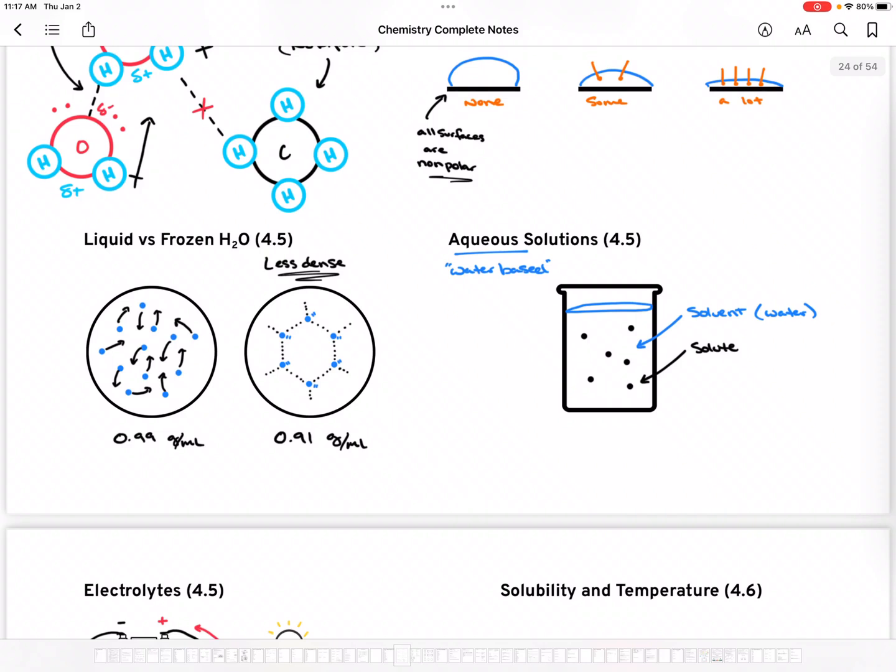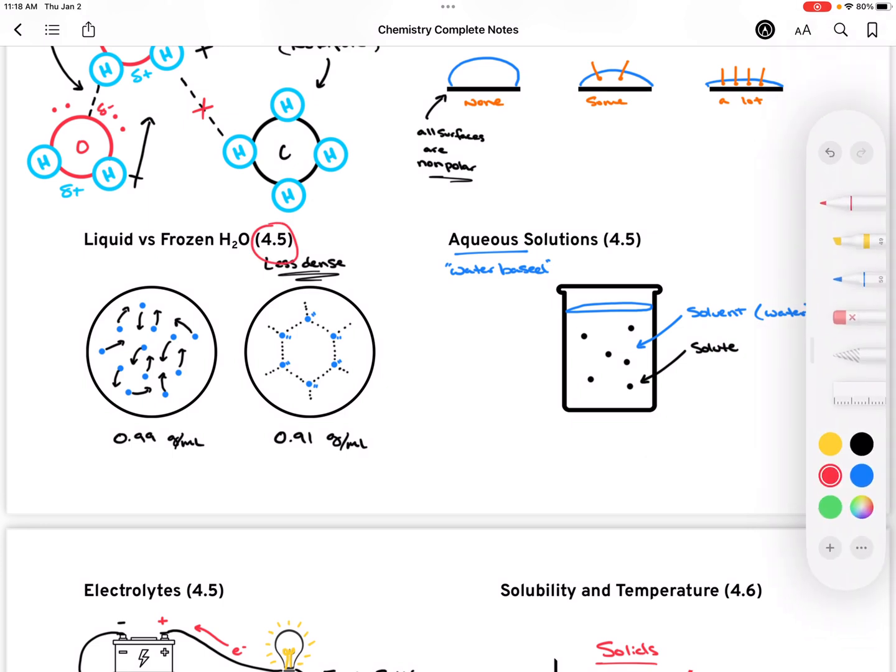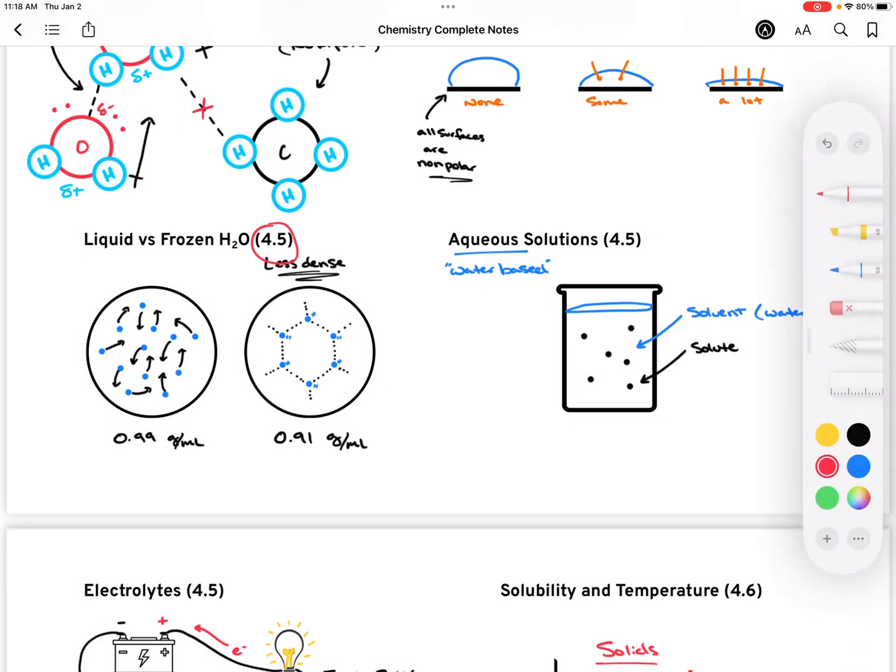I'm your teacher, Mr. Flynn, and today we're going to be in Chapter 4, Section 5, and we're going to be focusing on the properties of water. So for all of the sections on here, let me get my pen going here. All right, we're going to be focusing on all the ones that say 4.5, okay? All right, so let's get into this, and let's just have a conversation about it.